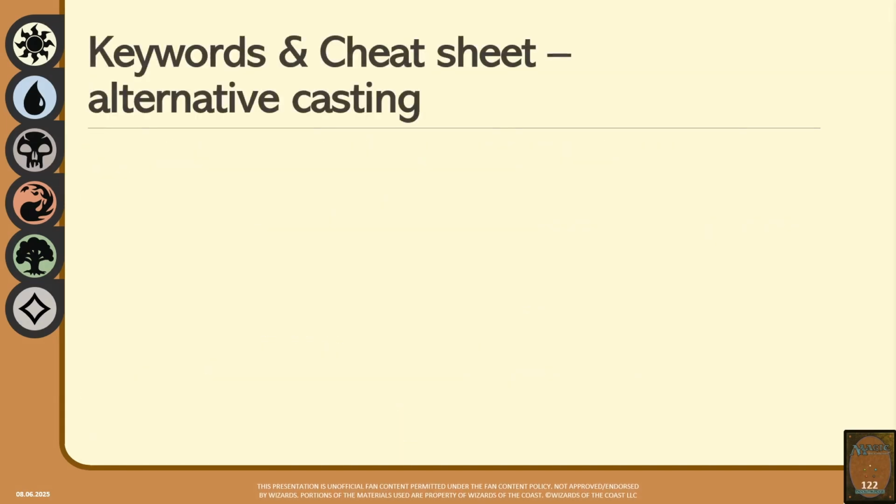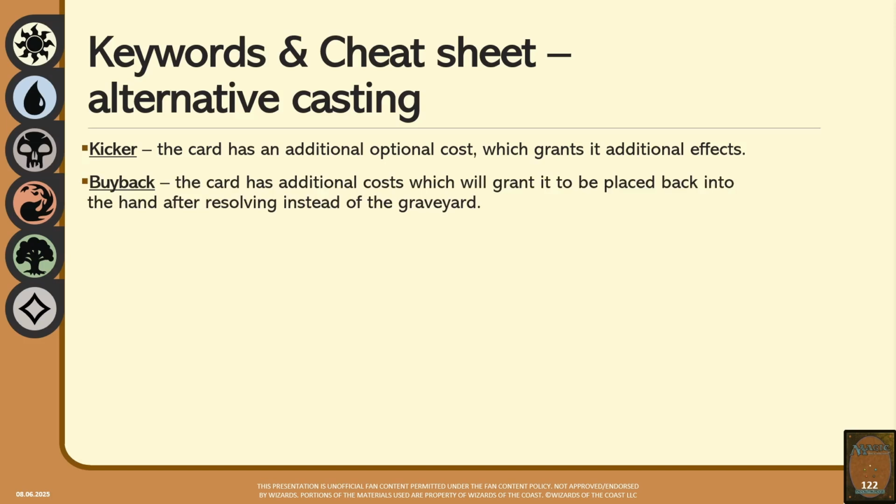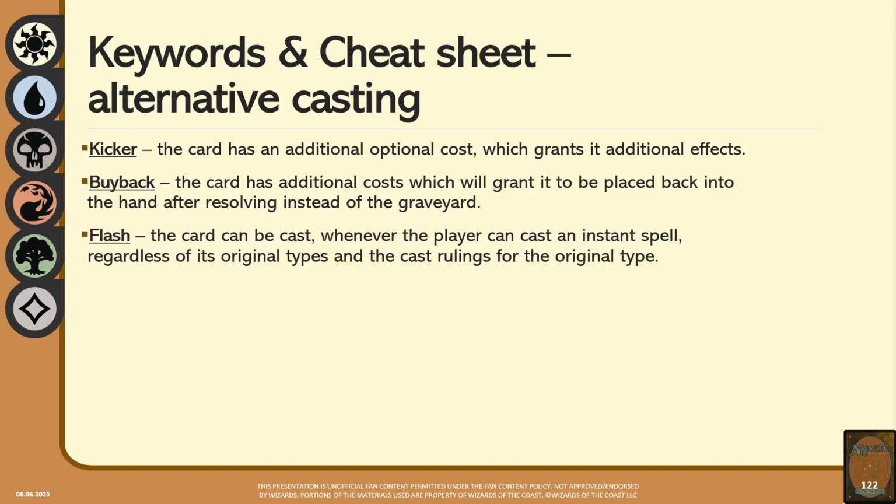Some keywords alter the way a card can be played. Kicker means the card has an additional optional cost which grants it additional effects. Buyback means the card has additional costs which will grant it to be placed back into the hand after resolving instead of the graveyard. Flash means the card can be cast whenever the player could cast an instant spell, regardless of its original types and the cast rulings for the original type.